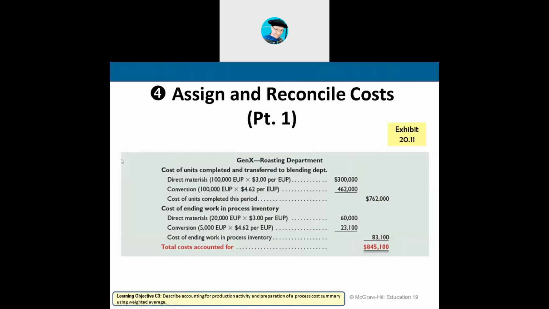And step 4, we assign and reconcile the costs. Direct materials plus the conversion costs equal the cost of units completed during the period. And of course, we add in our direct materials and conversion costs for the ending period of the period. Gives us total costs accounted for.